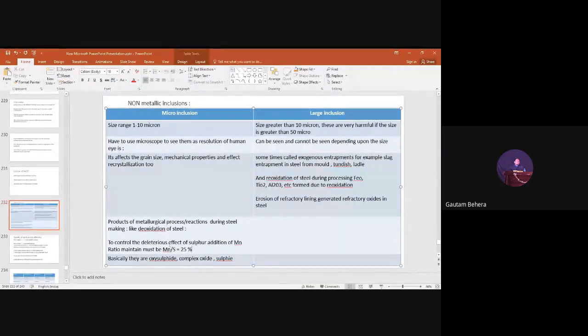Yeah, there is an important line here: to control the deleterious effect of sulfur, addition of manganese will be there, and the ratio of manganese to sulfur should be greater than 0.5%. So that means when we add manganese in a large amount, it may form manganese sulfide, right? So this manganese sulfide is also an inclusion.